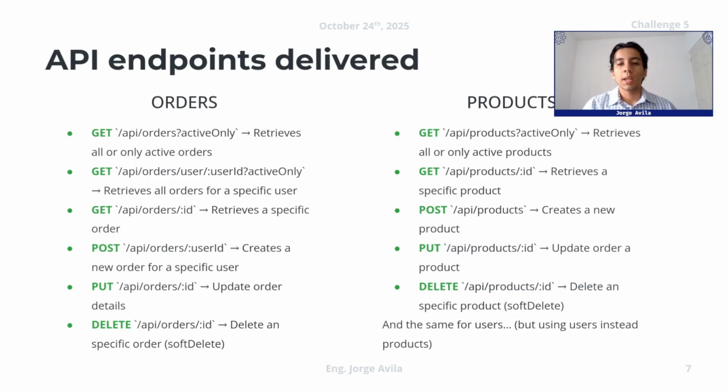Soft delete means that there is an attribute in the orders table that tells you if that order is active at this moment or if that order is deleted. For products, we have the endpoint to retrieve all or only active products. A GET to retrieve a specific product. A POST to create a new product. A PUT to update a product. And a DELETE to delete a specific product, also using soft delete. And the same endpoints for users, but using users instead of products.